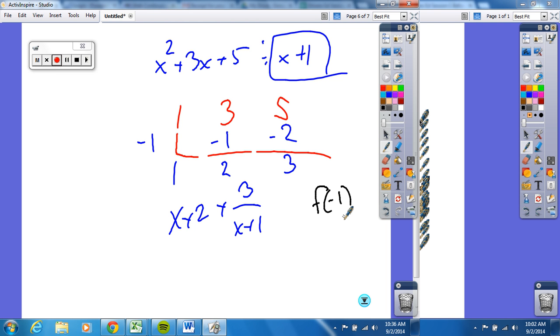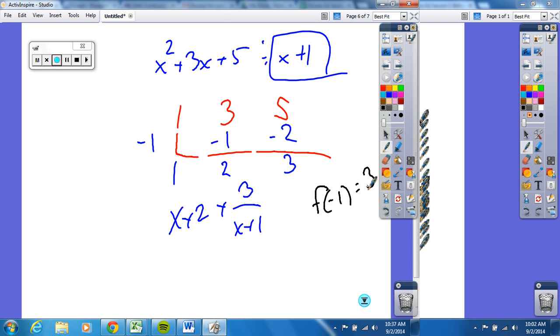But notice, what did I end up with? I got 3, didn't I? Okay? Plug it in here. What's negative 1 squared? 1. 3 times negative 1 is negative 3. So we have 1 minus 3, which is negative 2, plus 5. It's 3. If you do synthetic division, you can always find a point on a graph.